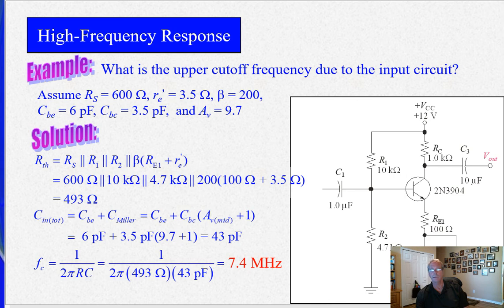So we were down in the 50-some odd hertz, all the way up to 7.4 megahertz. Pretty good amplifier from a frequency standpoint. Mid-band gain isn't a lot great. I mean, it's about 10, but still.